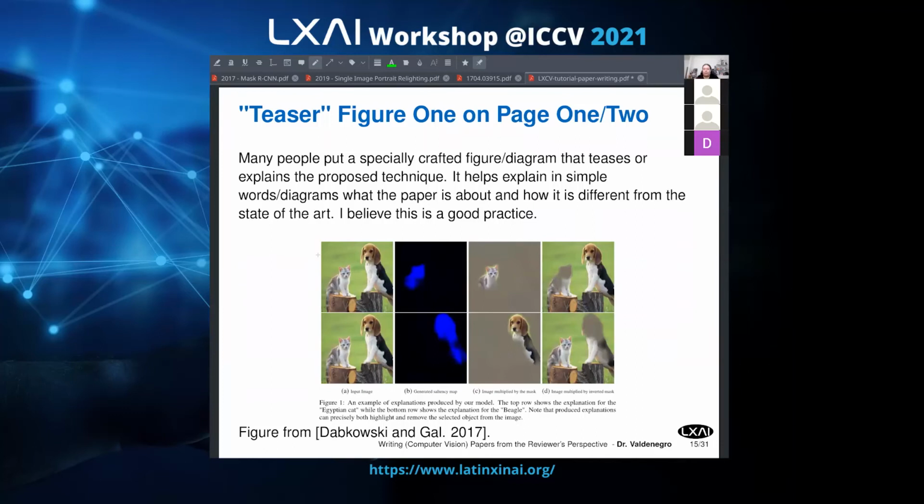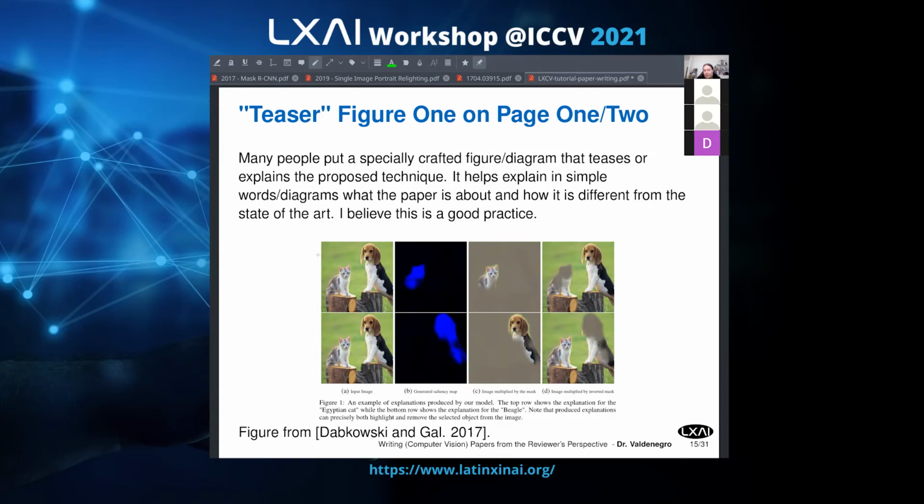So now we come back to what I mentioned, this teaser figure on page 1 or page 2. So usually the figure 1 in a paper. Many people put a specially crafted figure or diagram that teases or explains the proposed technique and how it is different from the state of the art. So this helps explain in simple words and diagrams what the paper is about and how it is different from the state of the art. So I think this is a very good practice.